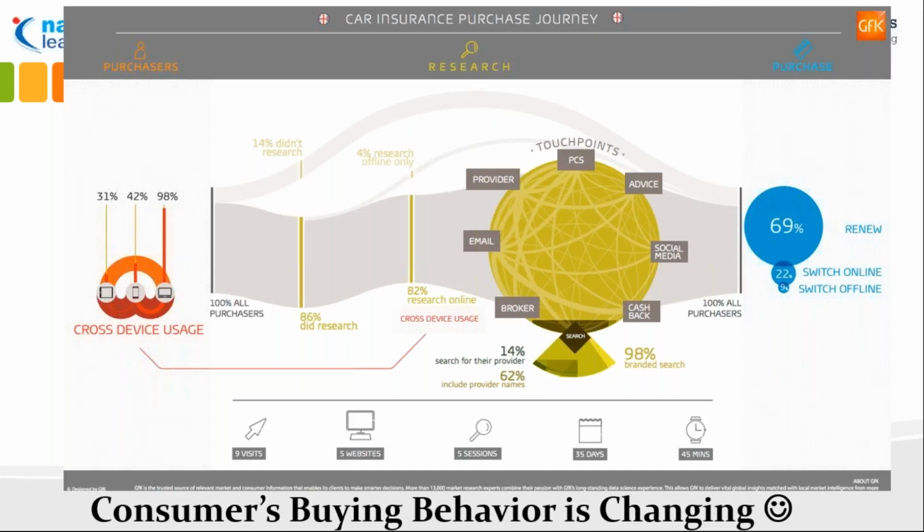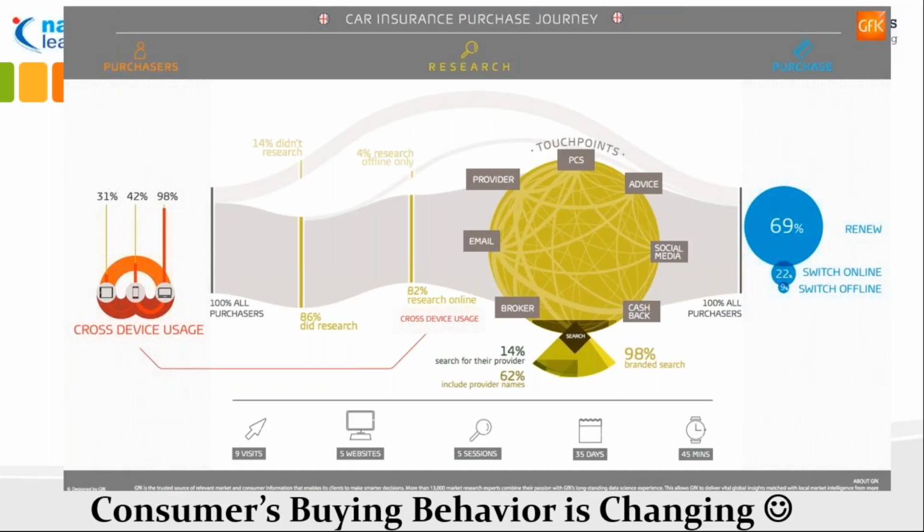Typically, as this particular graphic tries to encompass, instead of having just one or two, three interactions in the previous scenarios, now the person, before making the choice of an insurance provider, makes 9 to 10 visits across 5 websites, 5, 6 sessions, and does this across a period of 35 days, spending close to 45 to 60 minutes to make the call on the preferred insurance he or she is going to buy.